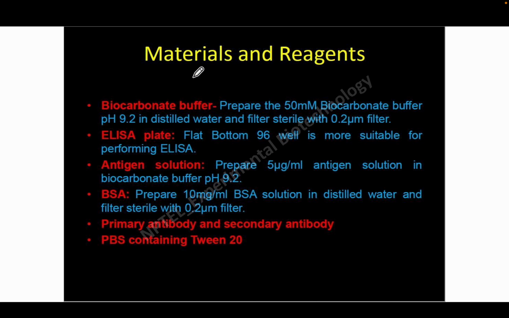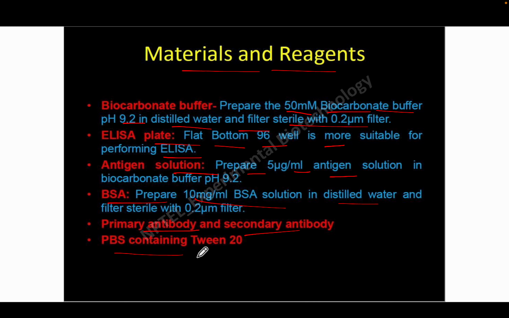So for that, what are the materials and reagents required for this ELISA performance? You prepare a 50 millimolar bicarbonate buffer, pH 9.2, in distilled water, filtered and sterile. ELISA plate: a flat-bottom 96-well plate is more suitable to perform ELISA. Antigen solution: prepare a 5 microgram per ml antigen solution. You prepare BSA, primary antibody, secondary antibody dilution, and PBS.